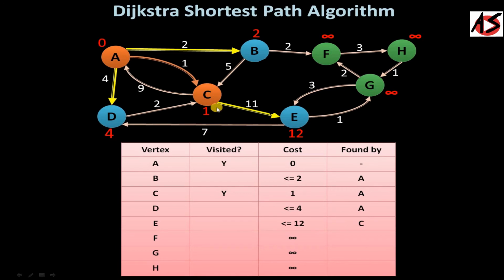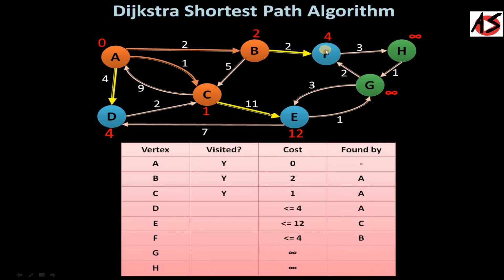Now from the connected nodes, that is D, E and B, we can select the minimum one in a greedy way. So here we will get B with cost 2. So we will visit B and mark it as a visited node. Now from node B you can explore one more node, that is F. And for F, the maximum possible cost is 4.